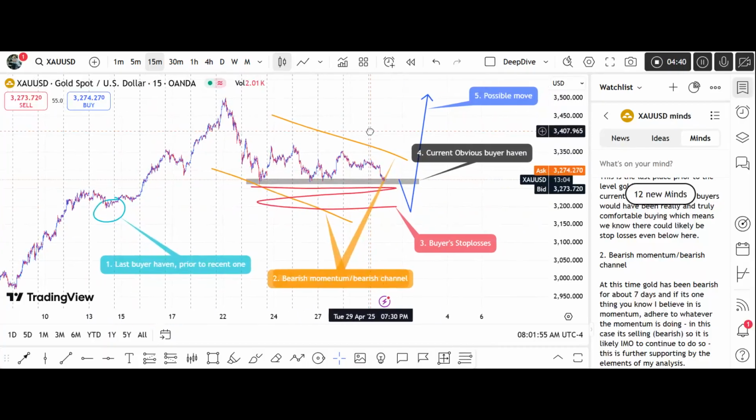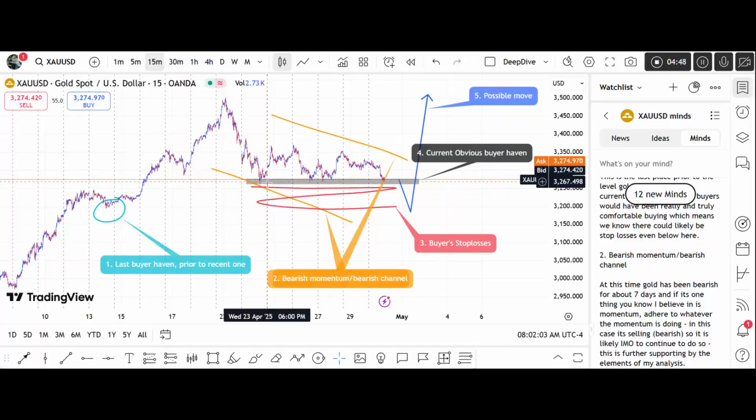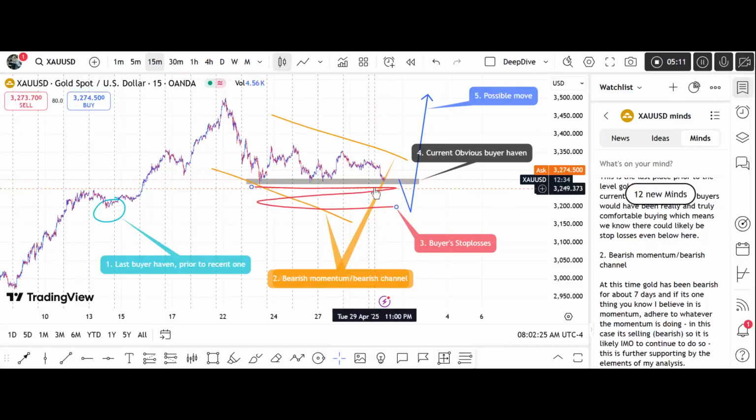Then we have point number four, which is the current obvious buyer haven. And why is it obvious? I mean, it's literally in what you see here, right? You have this entire zone, right, where one, two, three, four, five. There are 5 areas in the last 1, 2, 3, 4, 5 days or so where traders were interested in placing buys. Don't you think right now, traders will be interested in buys again? And if traders are interested in placing buys here again, don't you think that they'll put the stop losses somewhere within this buyer stop loss region? That's the only thing that makes sense to me, right?